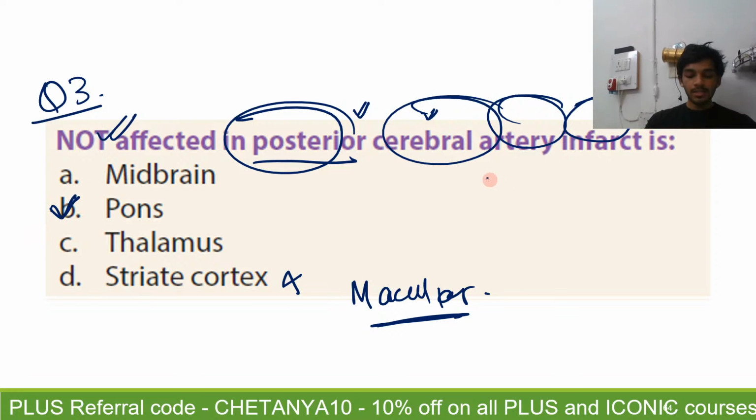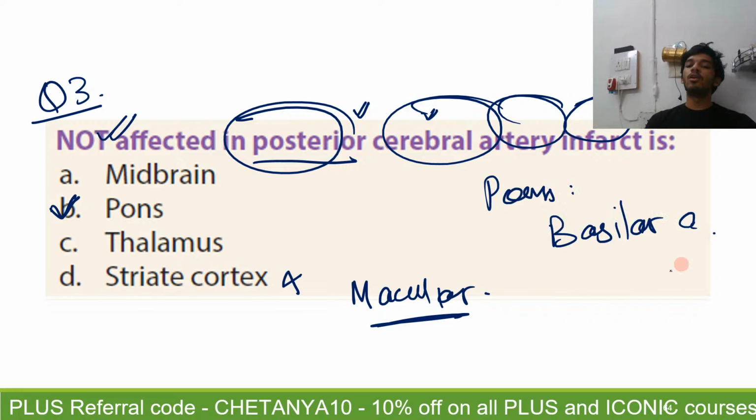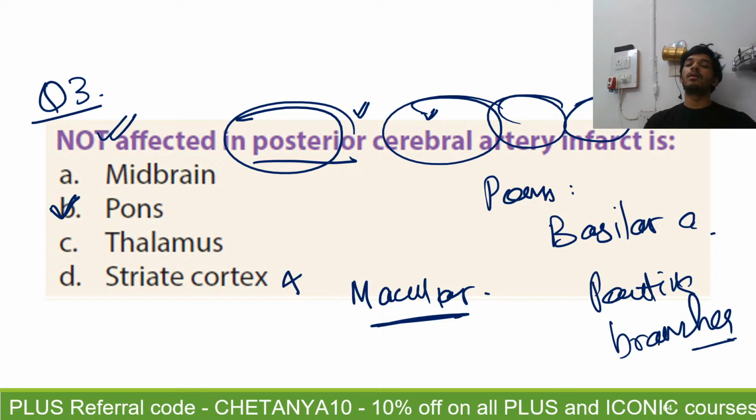Why? Because the pons receives its main supply from the basilar artery, because the basilar artery has a lot of pontine branches. So it does not need the posterior cerebral artery. The basilar artery divides into the posterior cerebral artery, but before its division, you have a lot of pontine branches. So even if you have an infarct here, the blood supply to this region is still intact. The answer here will be pons.